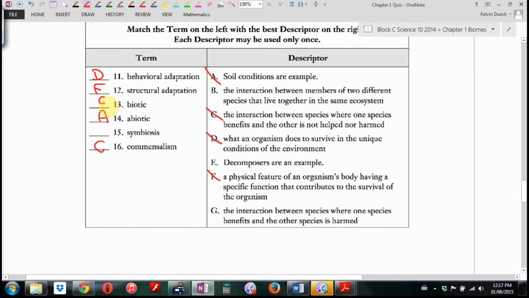Decomposers are an example. Biotic, I think. And I think this is symbiosis because I'm pretty sure this here is parasitism. G for which one? For symbiosis? G? This where one species benefits and one species is harmed. That's called parasitism, isn't it? Yeah.